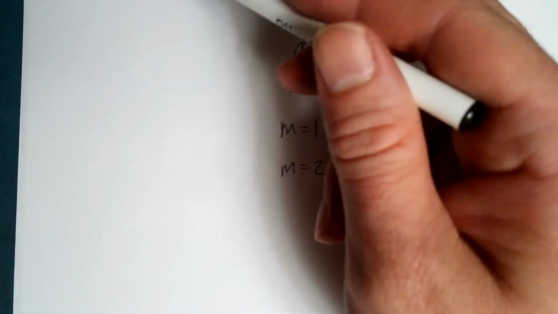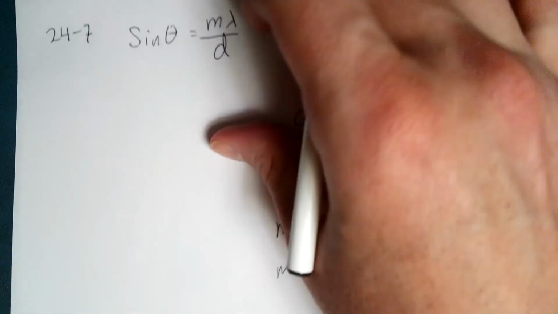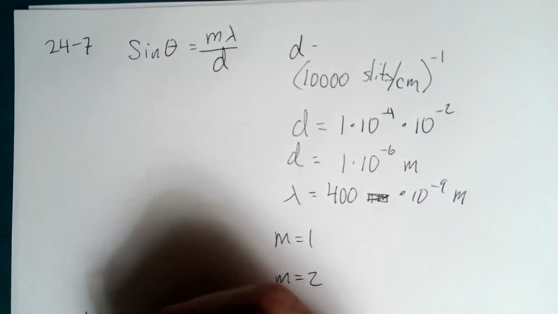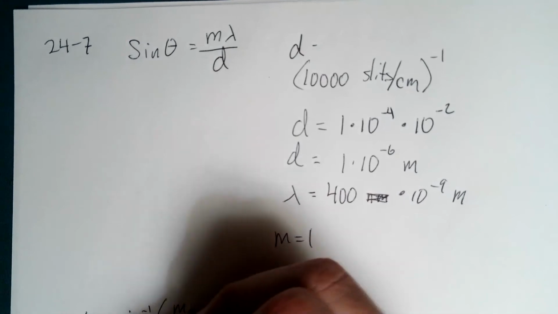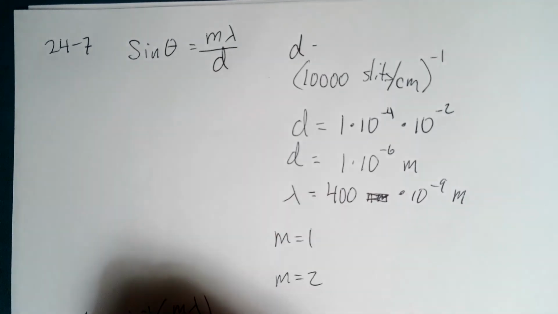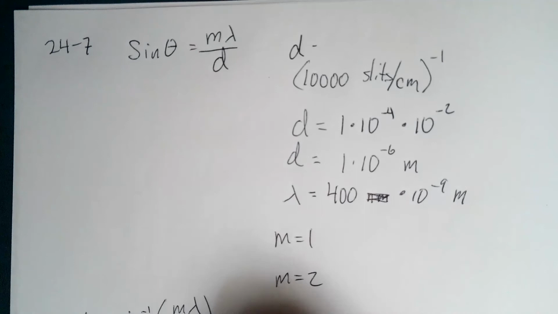What do we want to find? Well, angular position means the angle. And again, we're not talking about a small angle here necessarily, so we'll do m equals 1 first.